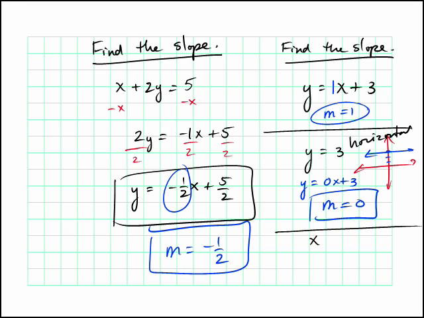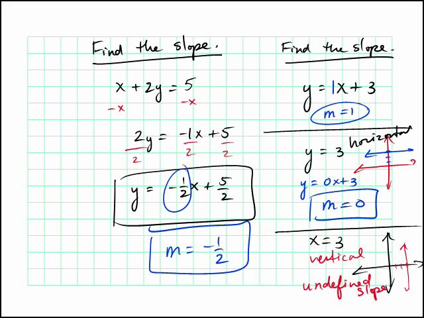And of course, if you have something like x equals 3, we recall that that is a vertical line, which would look something like this. Vertical. And we learned that all vertical lines have an undefined slope. Undefined slope. Okay, next.